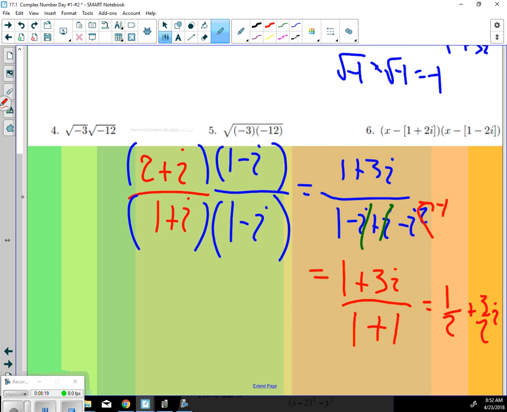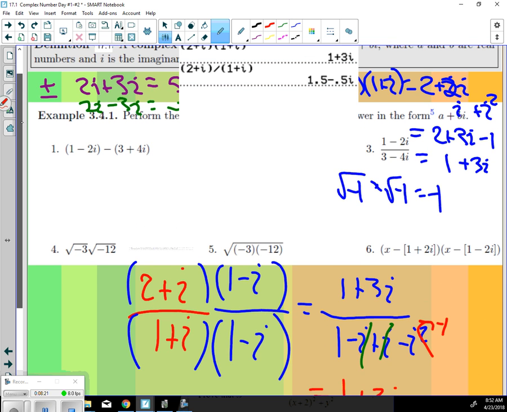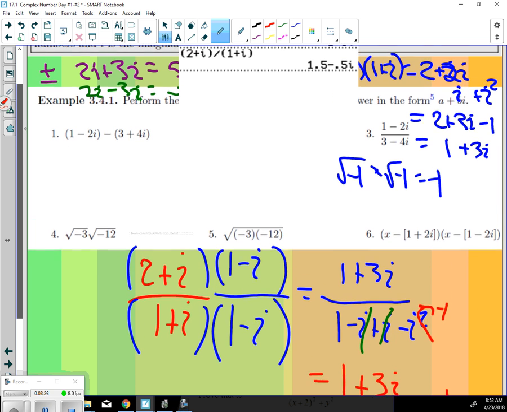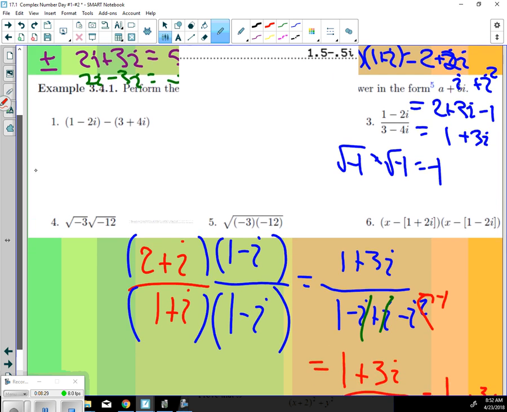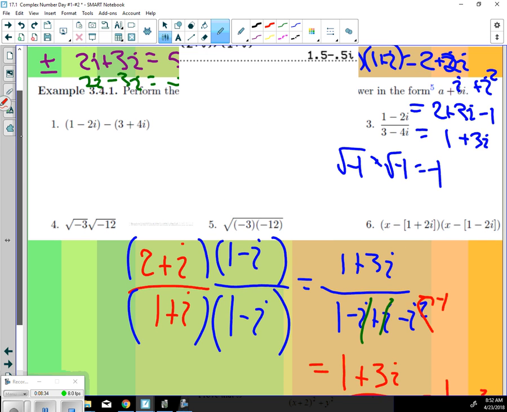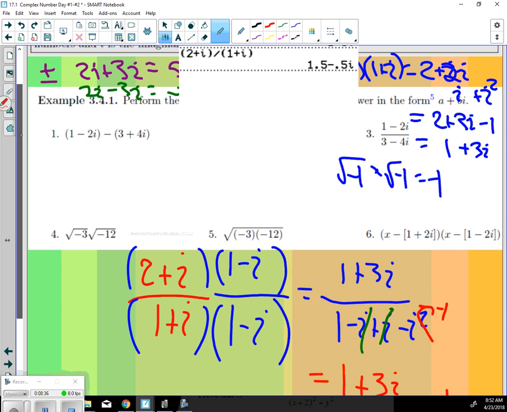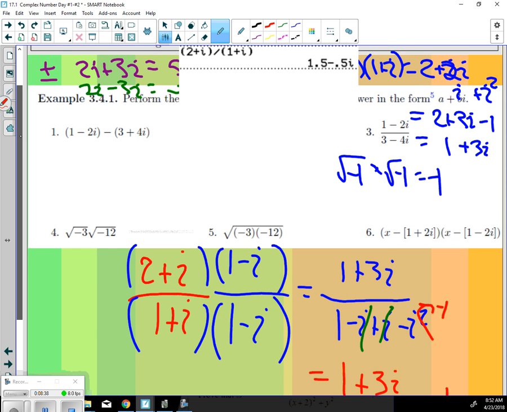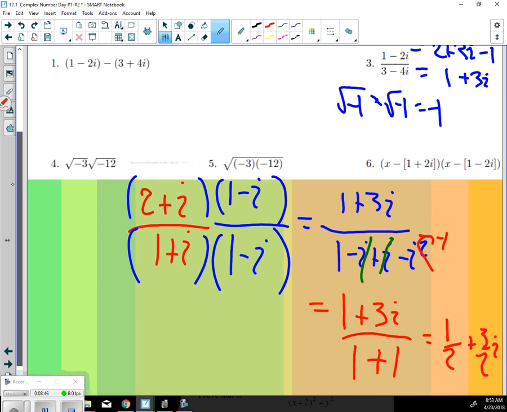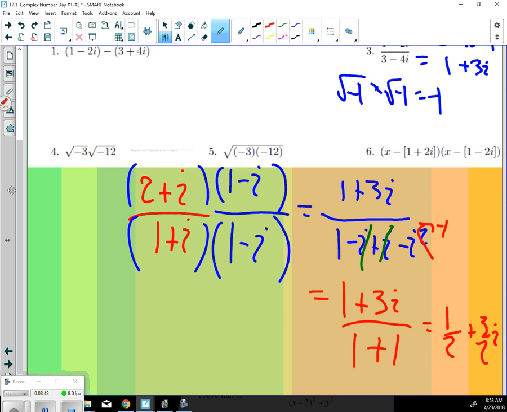And is that what the calculator got? 1.5 minus 1.5i. It's not, is it? What did I do? Did I do something? 2 plus i divided by 1 plus i. We'll have to take a peek at that.